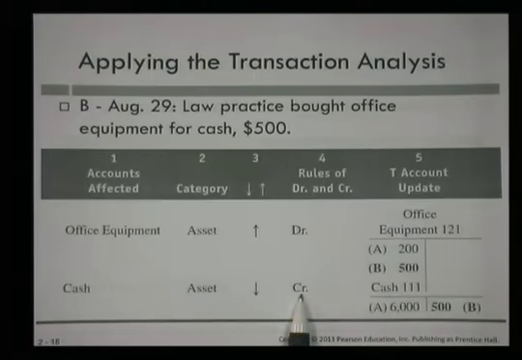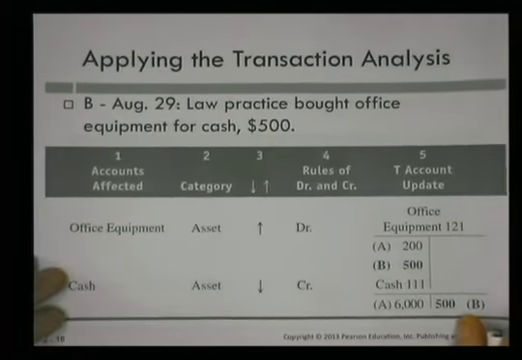So let's put them in the T account. Office equipment is debit $200. That was from transaction A. Now office equipment in transaction B is debited $500. Cash, however, in transaction B is credited $500. So our debit equals our credit. This transaction is called a shift. We're taking money from one asset and buying another asset. It's a shift on that one side.